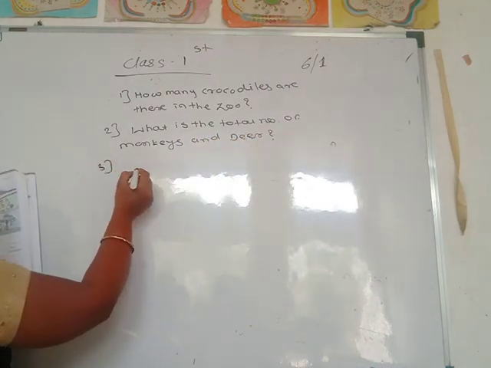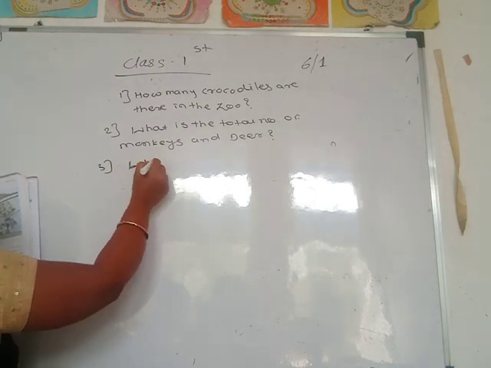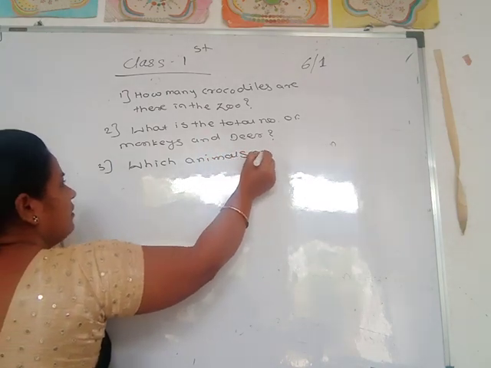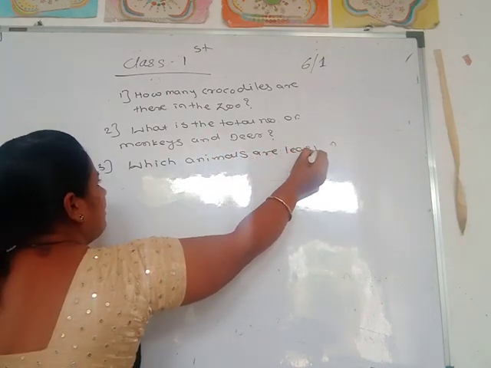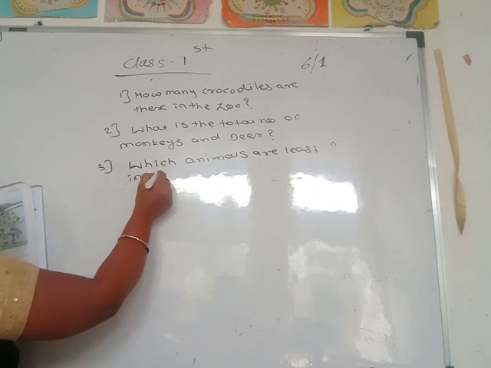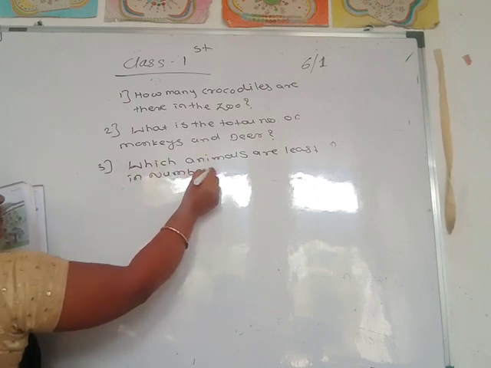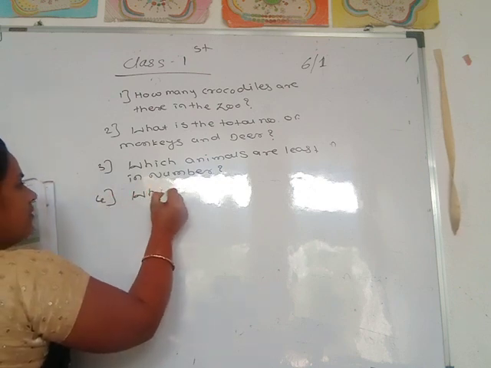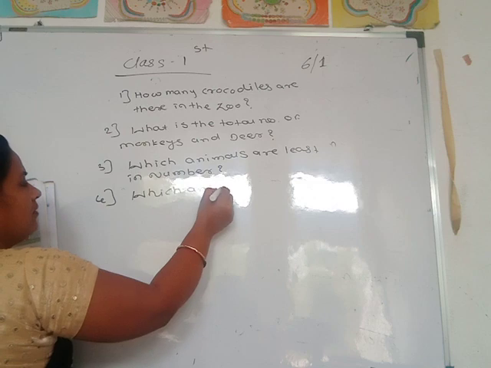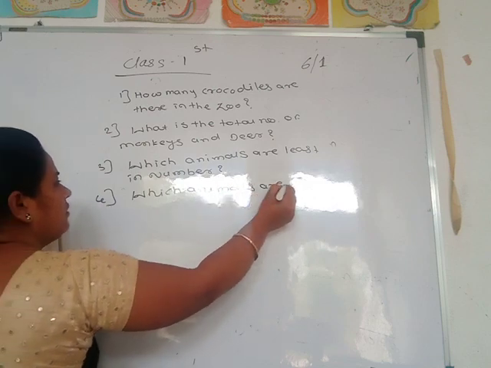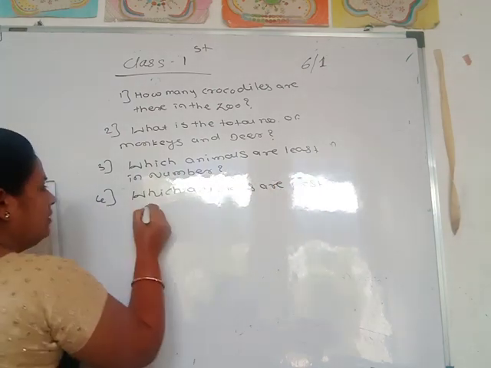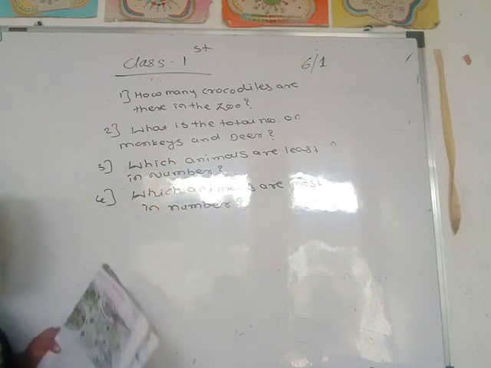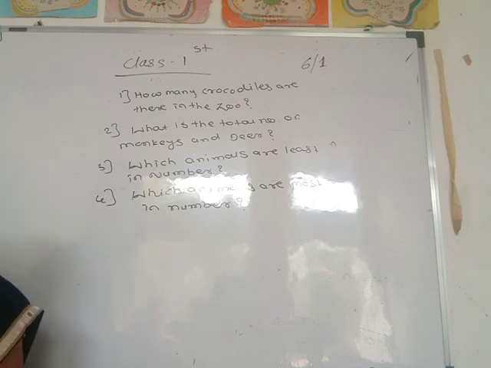Third one, which animals are least in number? Fourth one, which animals are most in number? Most in number. In homework, write the answers. Okay.